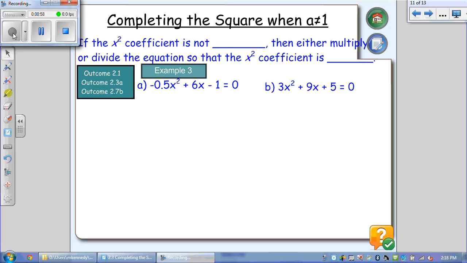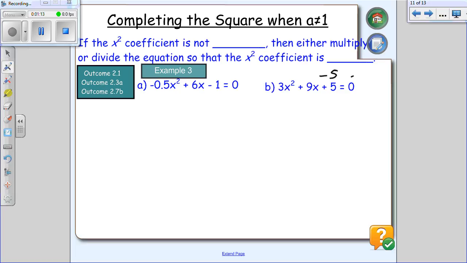the first step of completing the square is always to move everything that doesn't have an x to the other side. So that's our first step. Take that 5, move it to the other side. We're going to subtract 5 from both sides. Minus 5, minus 5. And now we have 3x squared plus 9x is equal to negative 5.